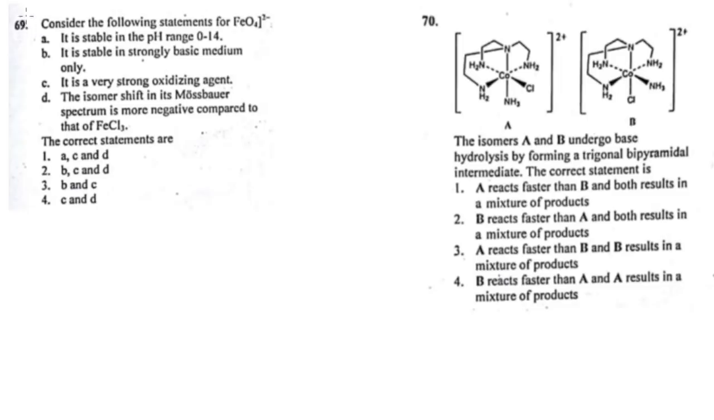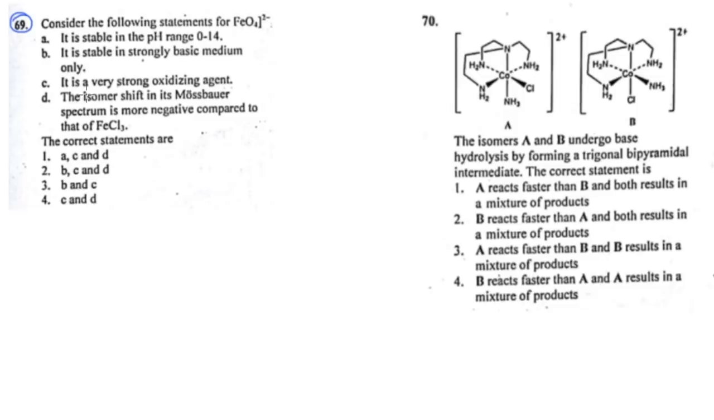Okay, so we'll talk about this particular question over here. It says: consider the following statements for FeO4 minus. The first statement says that it is stable in pH range from 0 to 14. Second says that it is stable in a strongly basic medium. Third says that it is a very strong oxidizing agent. Fourth one says that the isomer shift in its Mössbauer spectrum is more negative compared to that of FeCl3.